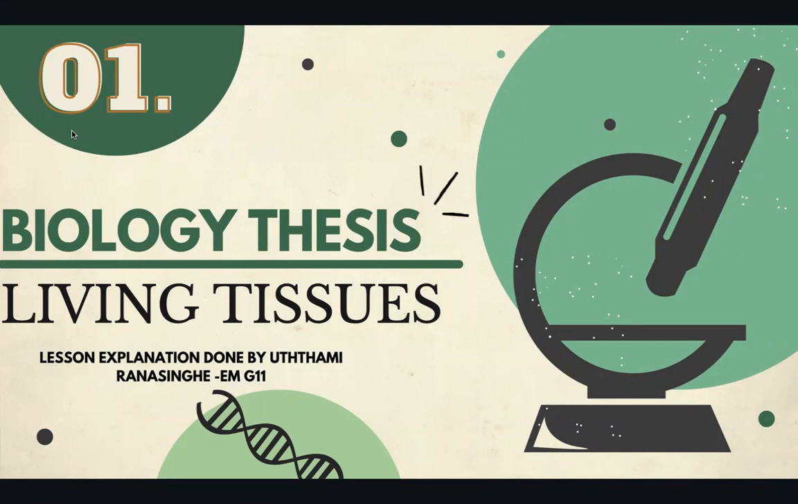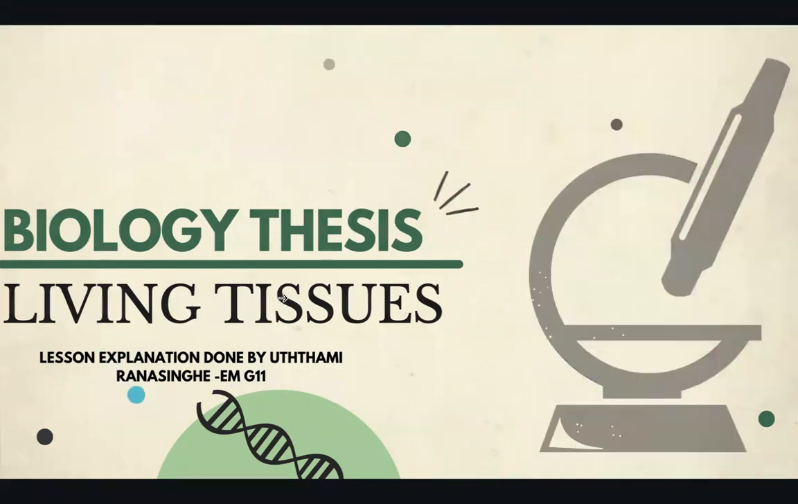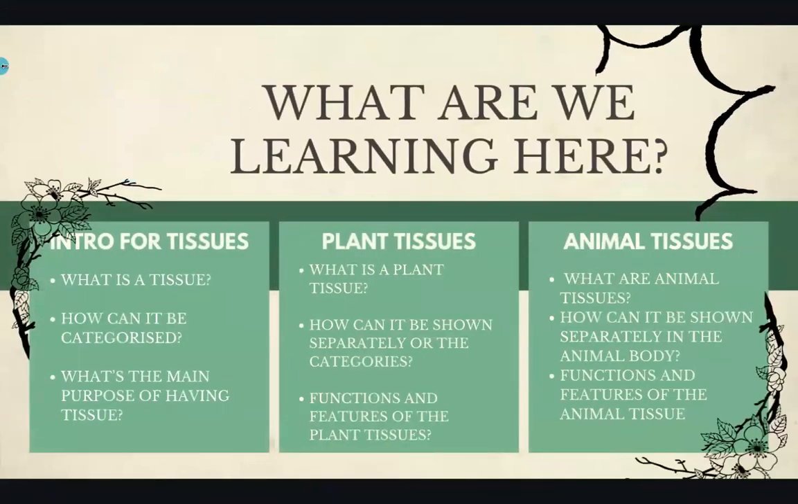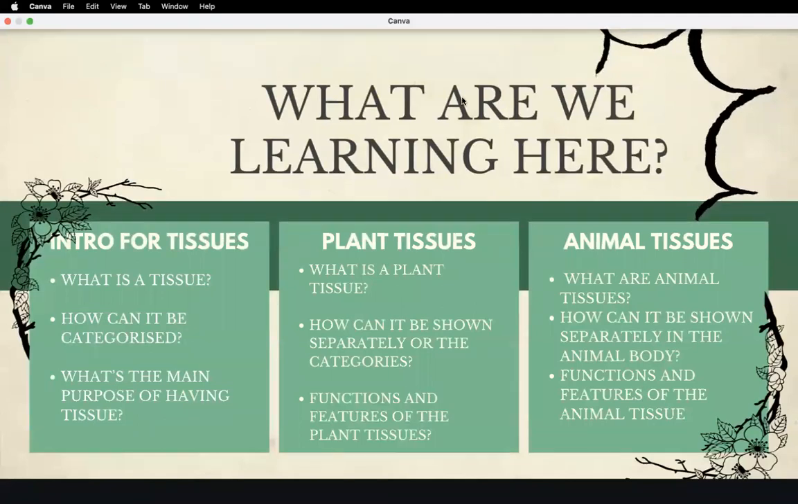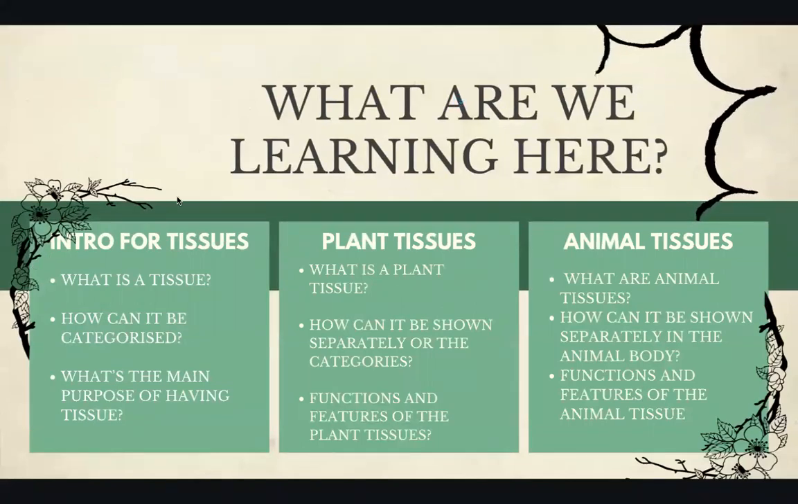Lesson explanation under the first lesson of the grade 11 textbook, which is biology: living tissues. All right, let's continue. What are we learning here? Well, we will be learning an introduction to tissues, and then what plant tissues are, and then animal tissues.